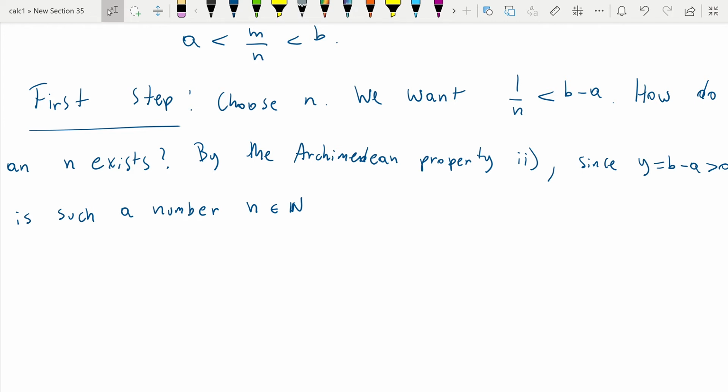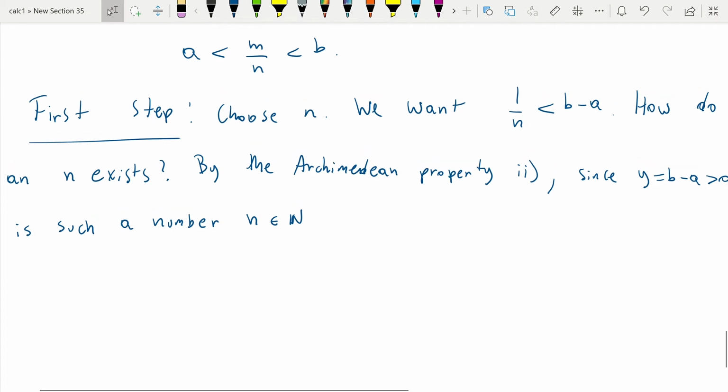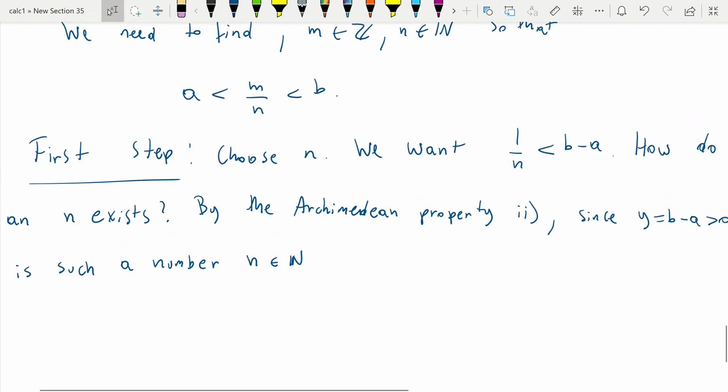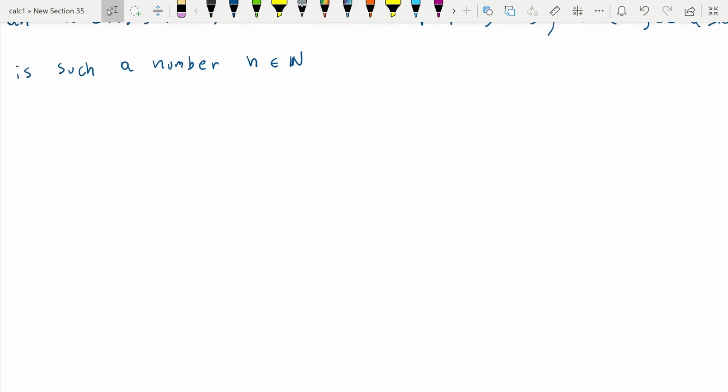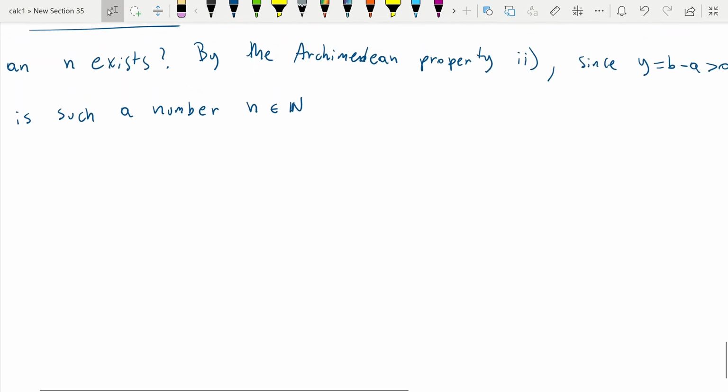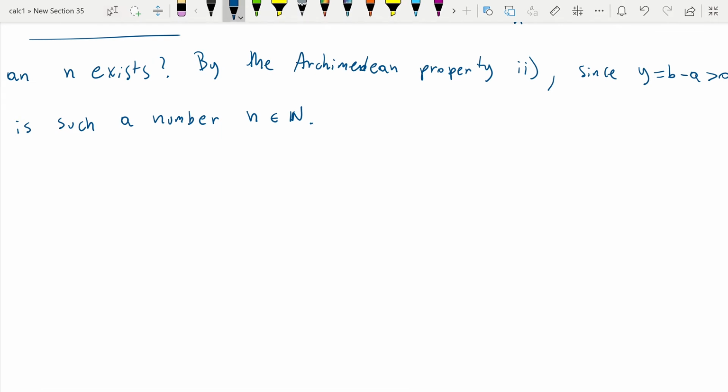Sorry about that. So b is greater than a, because b is the rightmost number. It's the endpoint, and a is the lowest endpoint in the interval. b is the bigger number of the two. And so we know that there's a number n such that 1 over n is going to be smaller than b minus a. Okay, so that's one part.